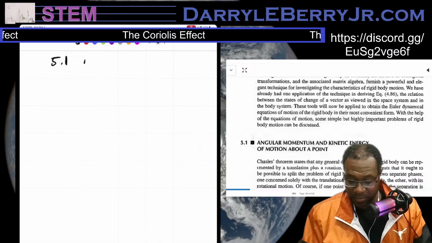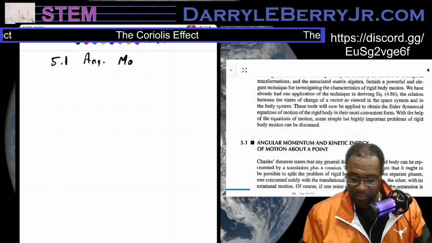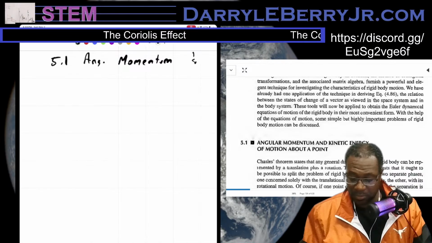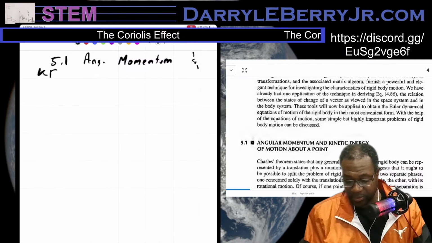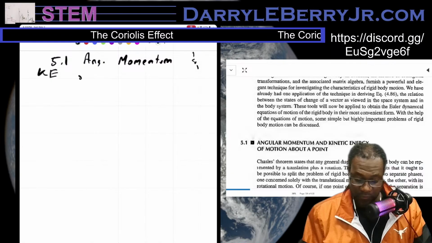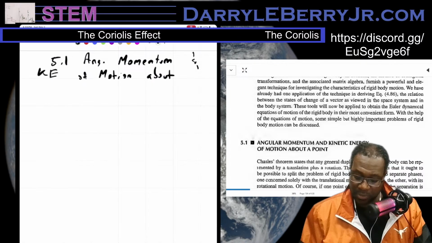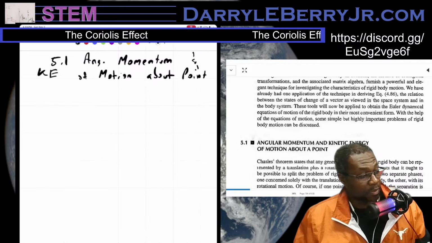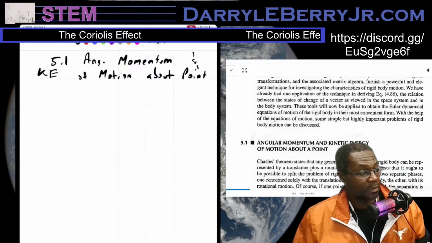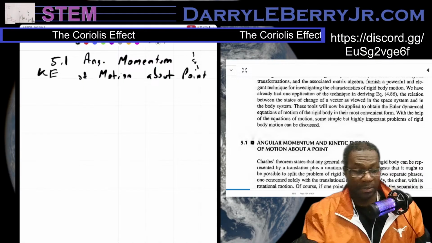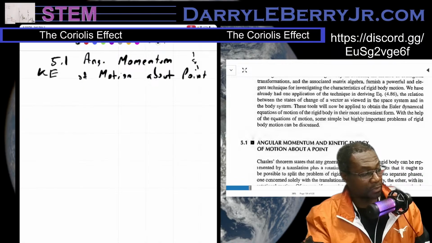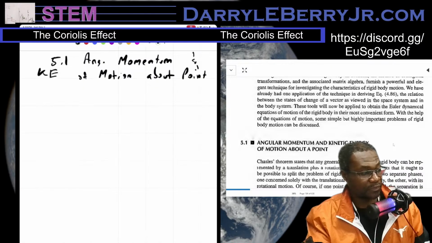So 5.1, angular momentum and kinetic energy of motion about a point. I'll be referencing class notes as well to fill in any gaps. So I'll scroll through until I run into what I've seen there.